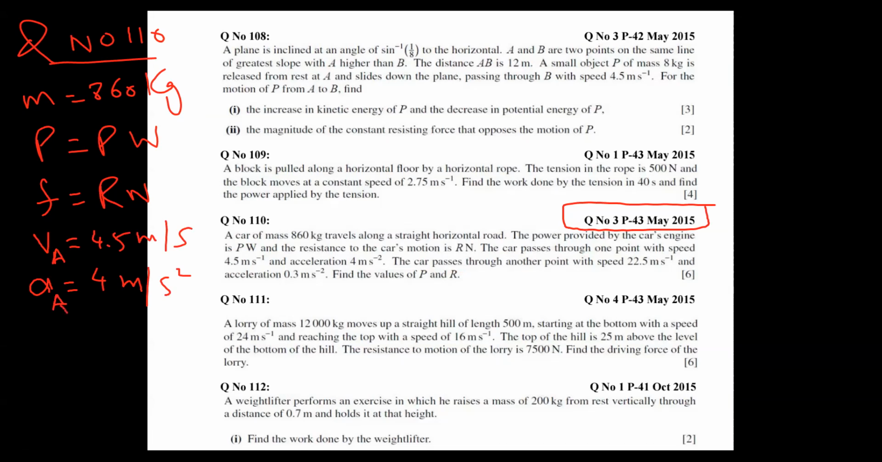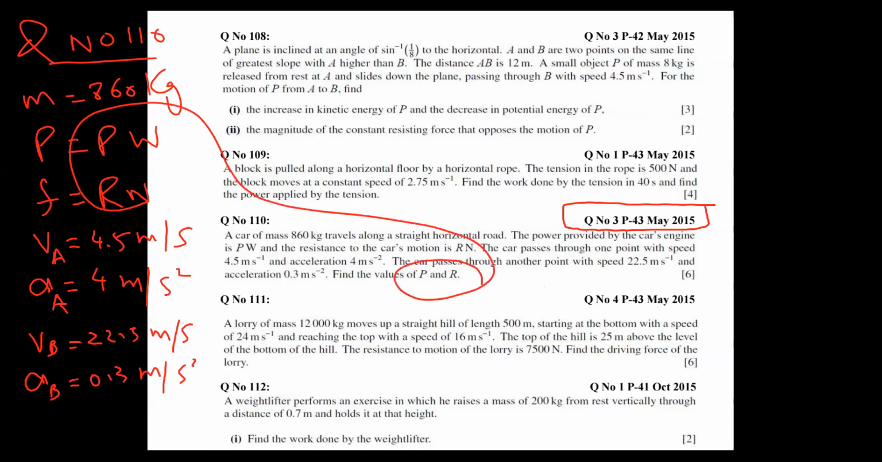Now I talk about velocity at B, the second point. The car passes through another point with speed 22.5 meters per second, and the acceleration at B is given as 0.3 meters per second squared. So I have written the whole data, and my target is to get P and R. Let's see how we can get it.